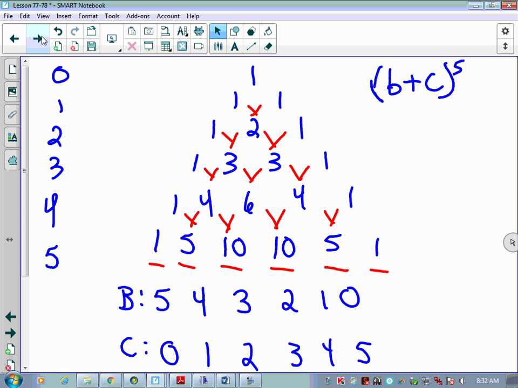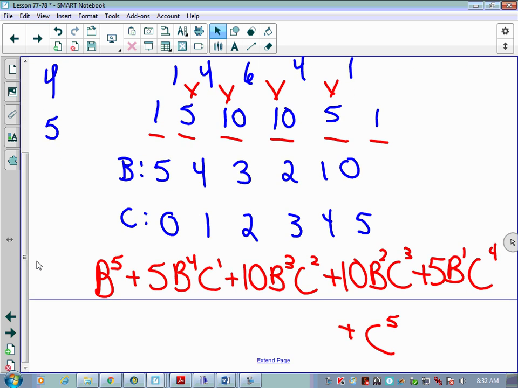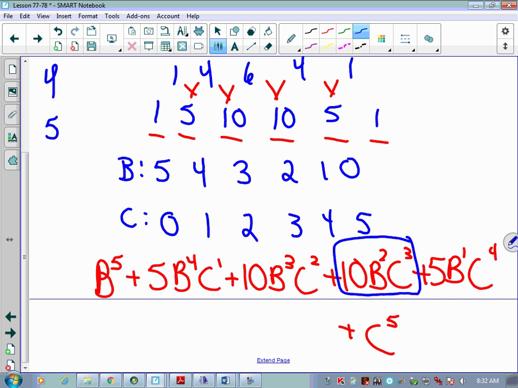So if we used question number 1 to answer the same question, the fourth term in here would be 1, 2, 3, this one right here. That's all I would write: 10 b to the second, c to the third. But because they're using x and y, we would write that as 10 x squared y cubed would be my answer there.